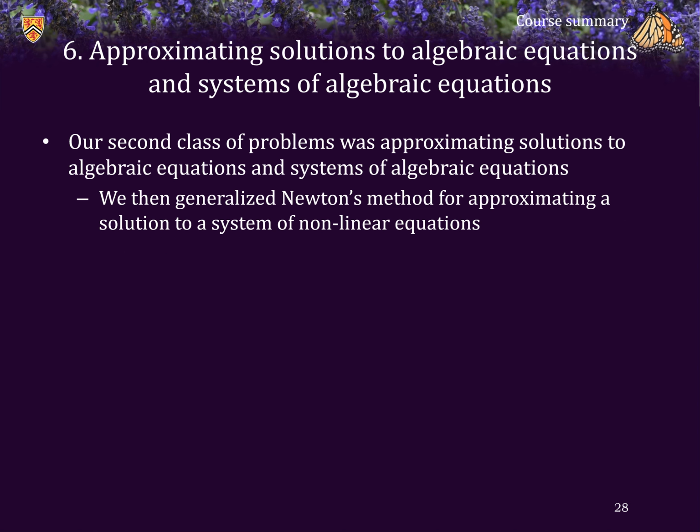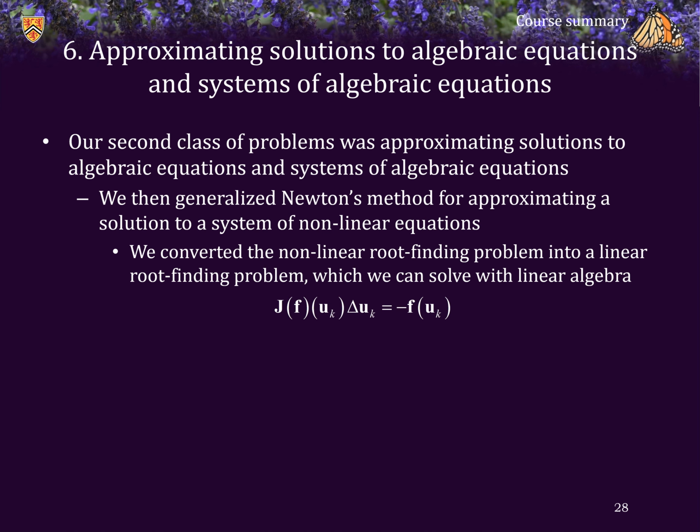We then generalized Newton's method for approximating a solution to a system of nonlinear equations. What we did is we converted the nonlinear root finding problem into a linear root finding problem, which gave us a problem that we can solve using linear algebra. So consequently, we calculated the Jacobian, multiplied by an unknown delta u sub k, and that had to equal the negation of the function evaluated at that point u sub k.